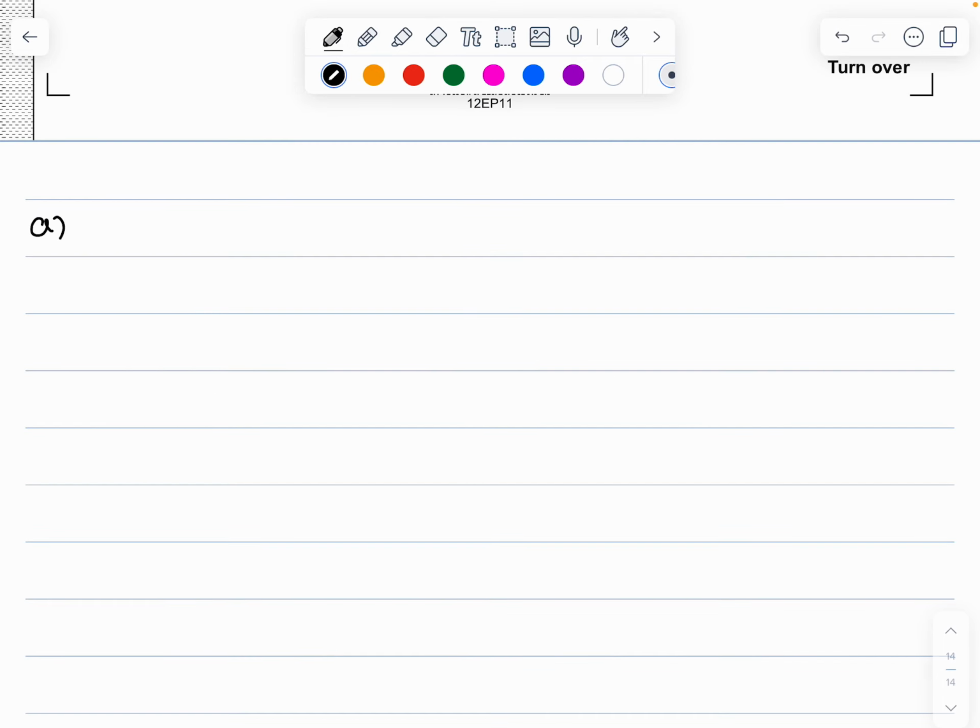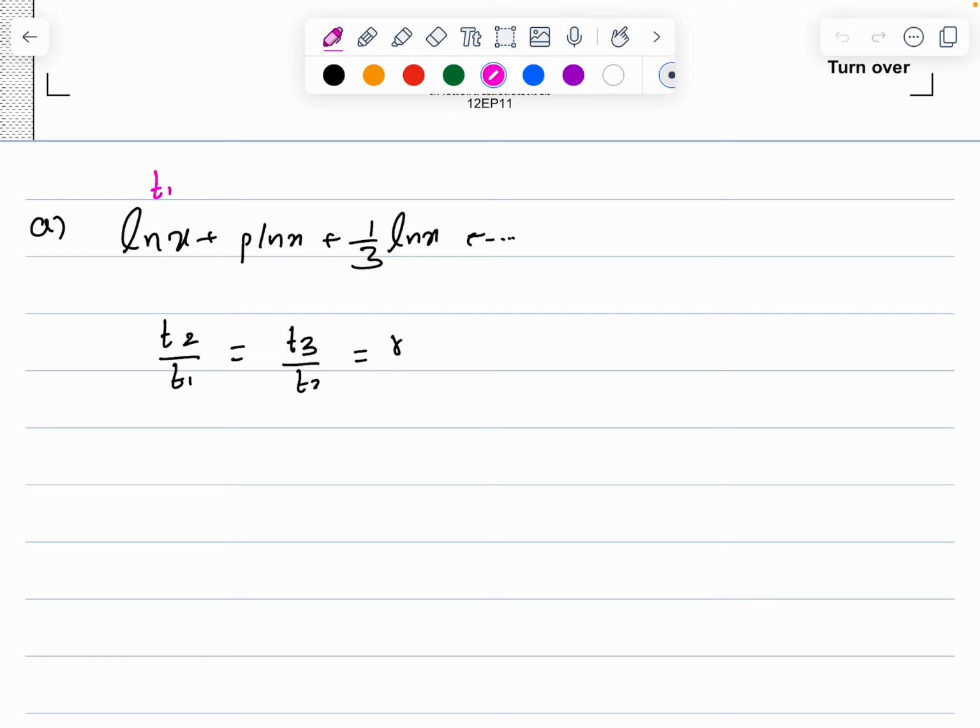So part A, what is the sequence? ln x plus p ln x plus 1 upon 3 ln x plus and so on is this one. Now consider the series is geometric. So T2 by T1 should equal T3 by T2, which equals the common ratio. This is the first term. Instead of T2 and T3, as in the formula booklet we write U2 upon U1 equals U3 upon U2, so that you don't get confused. So this is U1, this is U2, and this is U3.